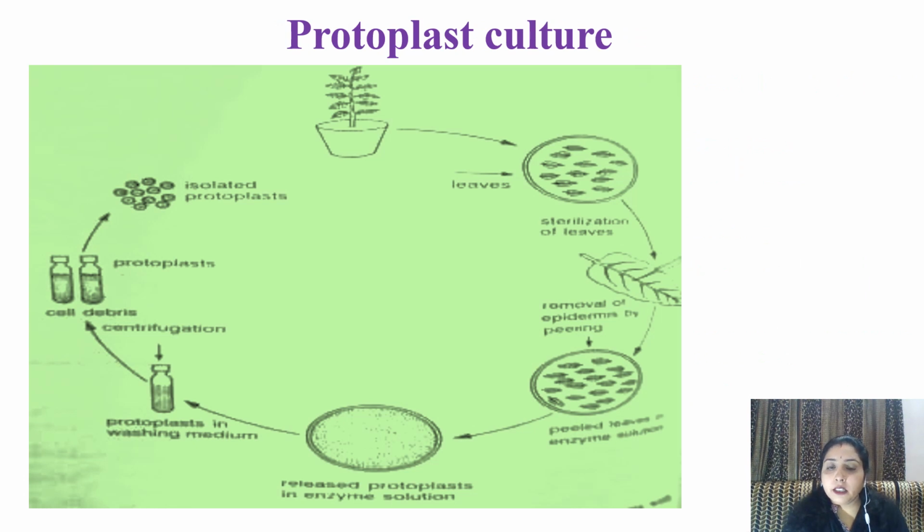Here this plant is selected, leaves are taken out and sterilized, the epidermis is removed, and protoplasts are released in enzymatic solution. The protoplast is washed, cell debris is removed, and we get isolated protoplast.